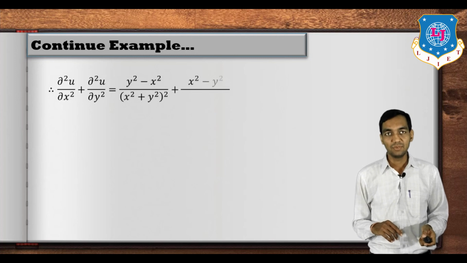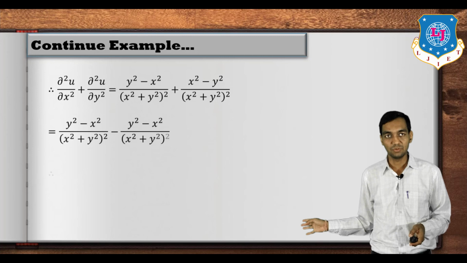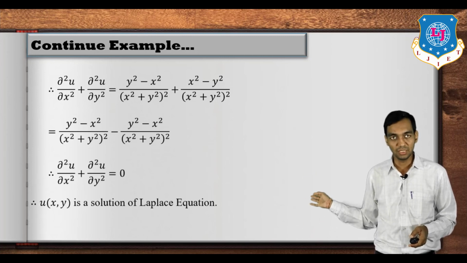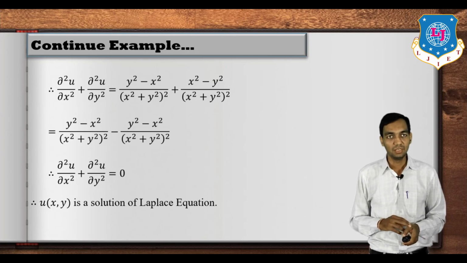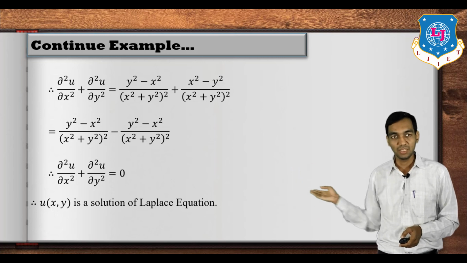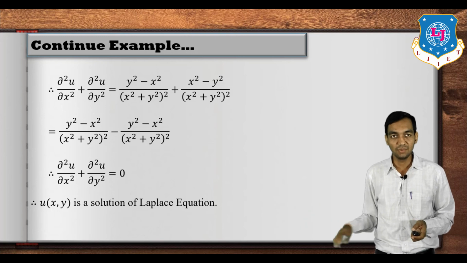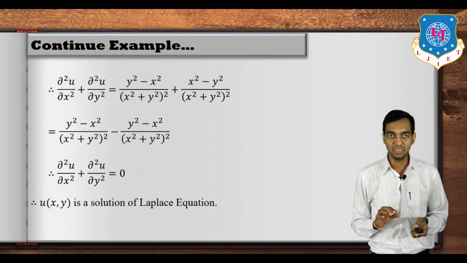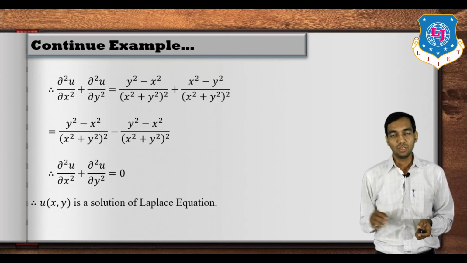Now we start with the Laplace equation, del square u by del x square plus del square u by del y square, that is y square minus x square upon x square plus y square the whole square plus x square minus y square upon x square plus y square the whole square. If you take minus common from the first one, then both terms are going to be the same and cancel, and you will have del square by del x square plus del square by del y square of u is 0. That means u satisfies the Laplace equation, correct? So that proves your example.